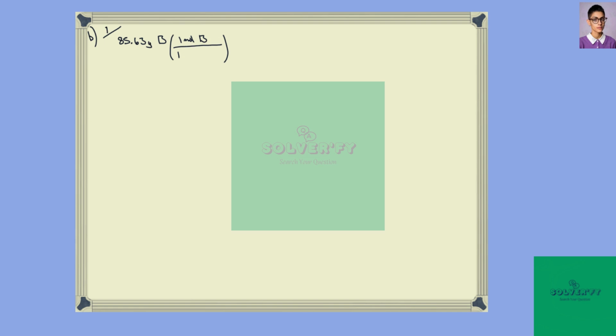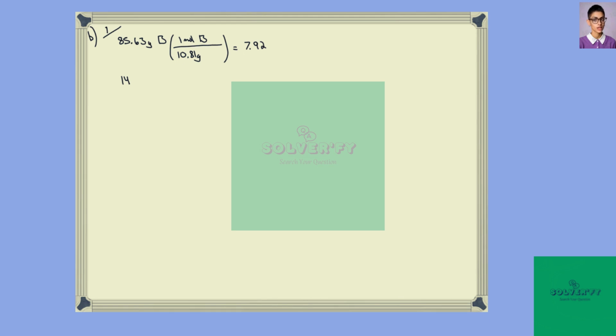To do this, let's assume that we have 100 grams of the sample. If we have 100 grams of the sample, sample 1, and 85.63% by mass is boron, then we have 85.63 grams of boron. We can convert those grams of boron into moles of boron. We'll then do the same thing with the second element, which is hydrogen. This is the only other element that is present in the boron hydride.